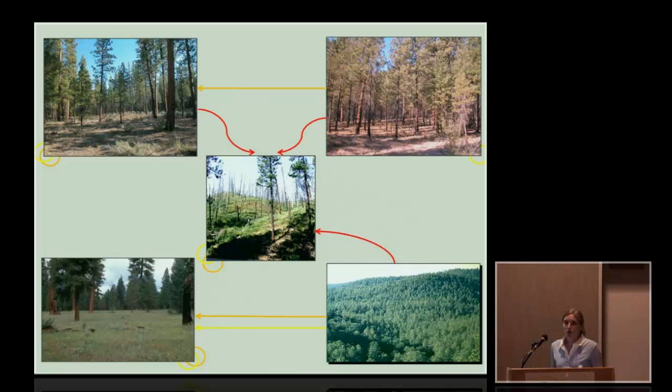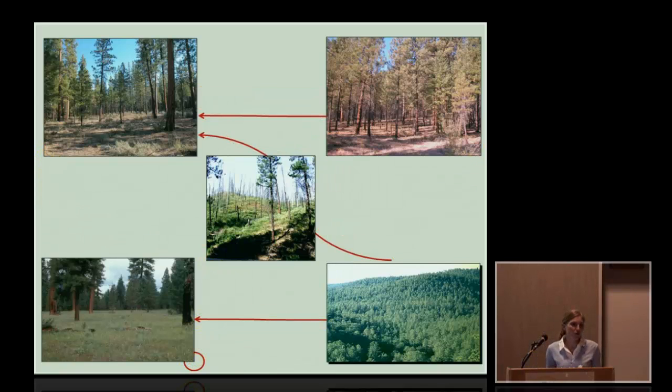Now, we don't just model fire. We model anything that's important to the ecosystem dynamics. And so in this case, insects and disease are another important factor in Ponderosa pine systems. So these are the insects and disease pathways in this model.